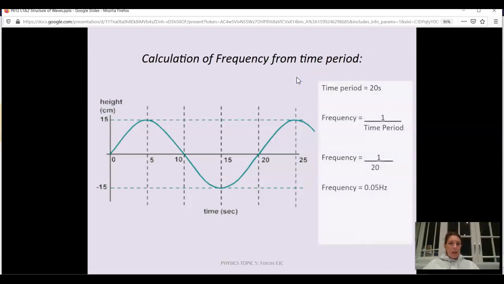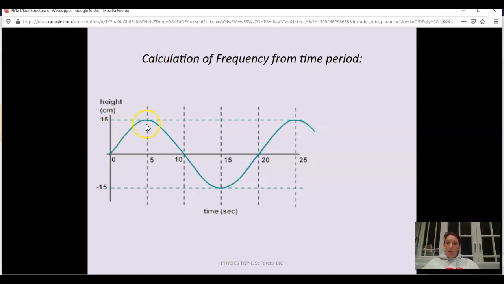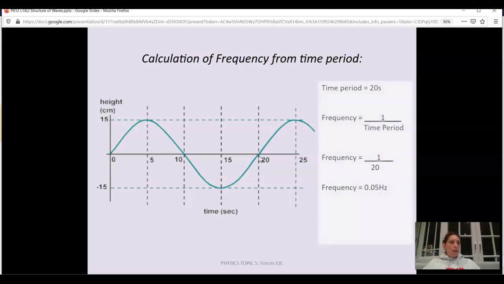So let's have a look at the next slide. So here's a wave drawn on a graph. So you've got the amplitude here is 15 centimetres. And then the period of the wave is the time for one wave. So if we follow the wave to where it repeats here, we can see that the time period is 20 seconds. So if you want to calculate the frequency of the wave from the time period, then all you do is 1 divided by the time period. So in this case, the frequency is 1 divided by 20. That gives you a frequency of 0.05 Hertz.